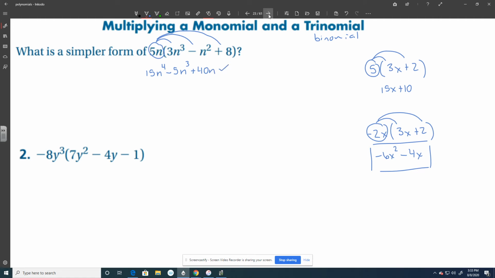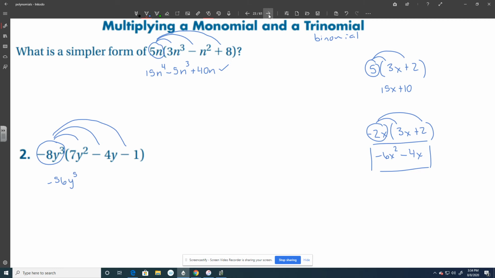Okay, so let's try it again. I'm multiplying negative 8y cubed. I'm distributing that to everything on the inside. So negative 8y cubed times 7y squared. So negative 8 times 7, that's what? Negative 56. And y cubed times the y squared is 5 y's. That's y to the 5th.